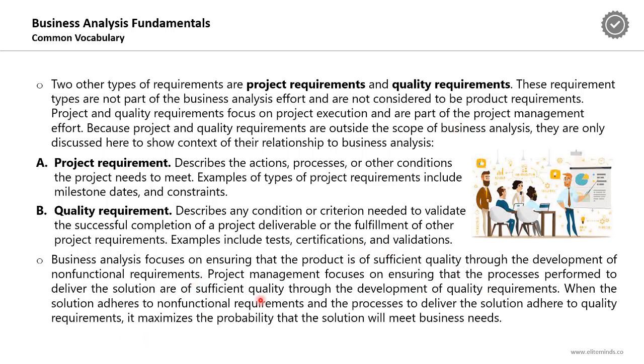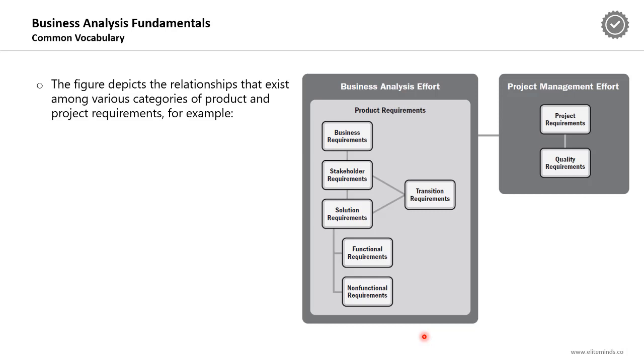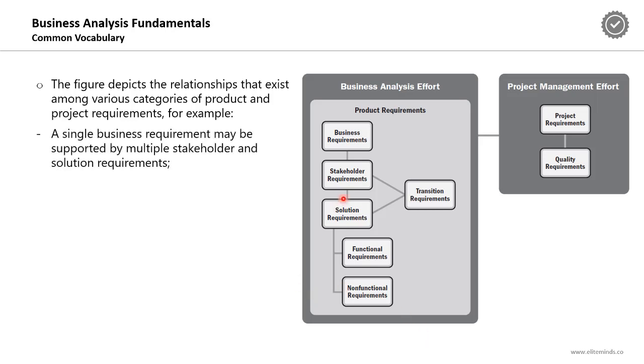When the solution adheres to non-functional requirements and the processes to deliver the solution adhere to quality requirements, this will maximize the probability that the solution will be successful and meet the business needs. The figure depicts the relationships that exist among various categories of product and project requirements. So we can see that a single business requirement may be supported by multiple stakeholder and solution requirements.